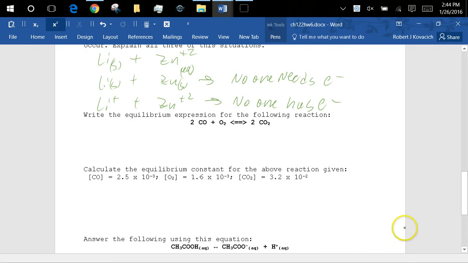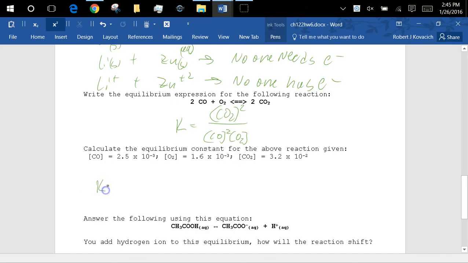Right, equilibrium expression for that. Okay, so K is equal to CO2 squared divided by CO squared times O2, not squared. Calculate the equilibrium constant for these amounts. So K is equal to 0.032 squared divided by 0.025 squared divided by 0.0016. So I get 1,024 for my K.